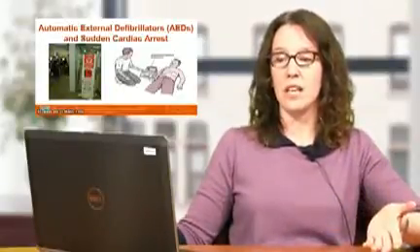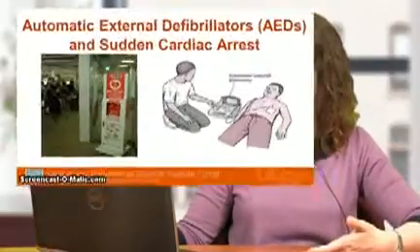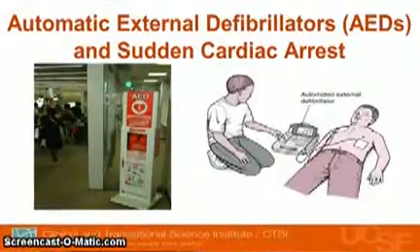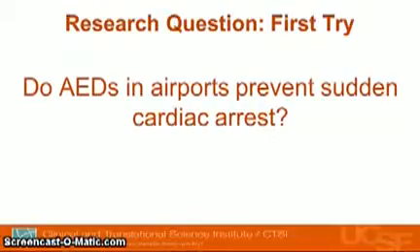So this has not been studied very well, and this student was very interested in the association of AEDs with sudden cardiac arrest. So here's a first try of the research question. Do AEDs in airports prevent sudden cardiac arrest? Well, let's look for the three components.